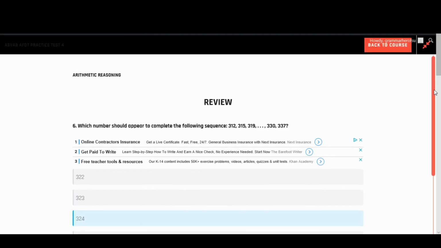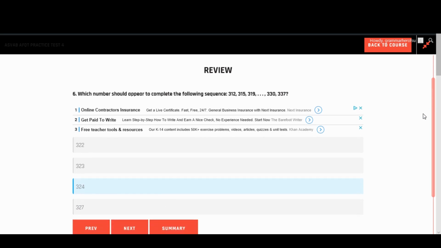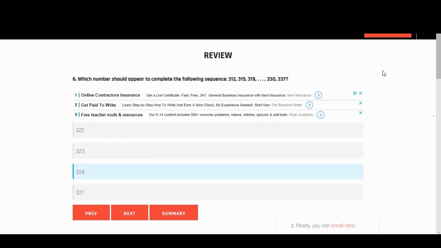All right, number 6 says what numbers should appear to complete the sequence? And we're given 310, 315, 319, 330, and 337. To solve sequences, you really just have to play with them until you get the right pattern that works. Go ahead and drag this up a little bit. So we're given 312, 315, 319, 330, and 337. And again, you might not get this right away, so just keep playing with the numbers until you find the pattern.